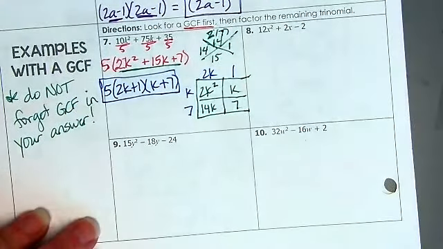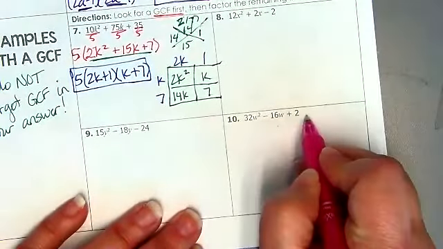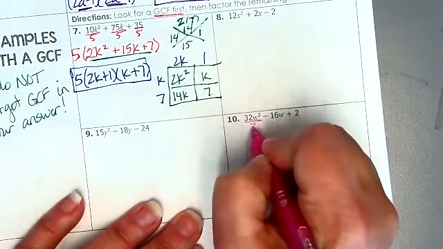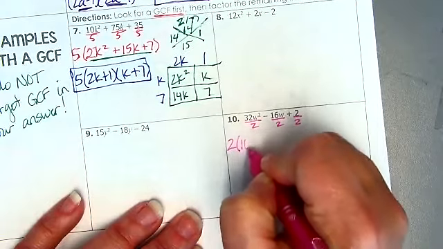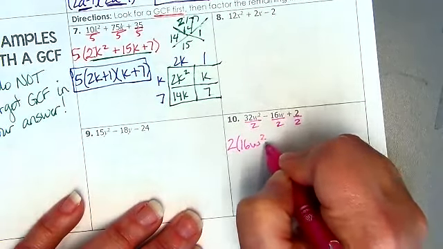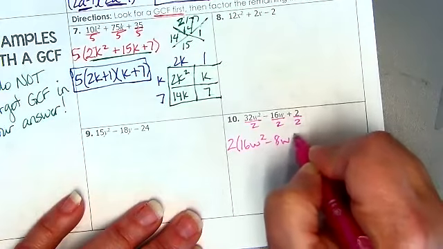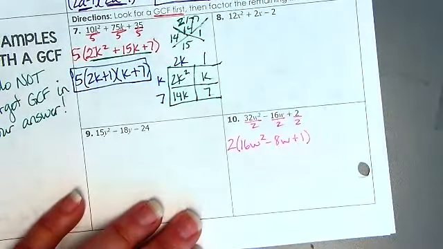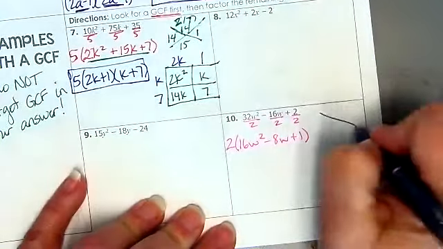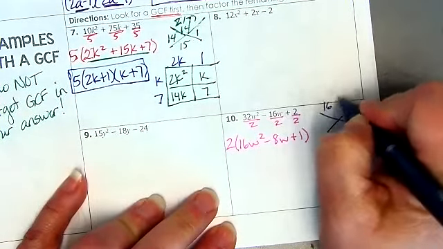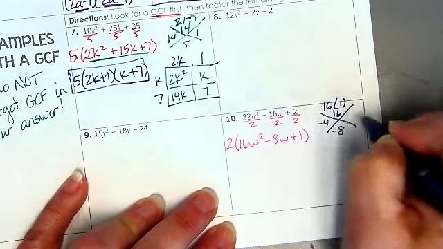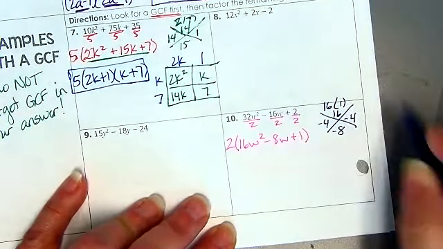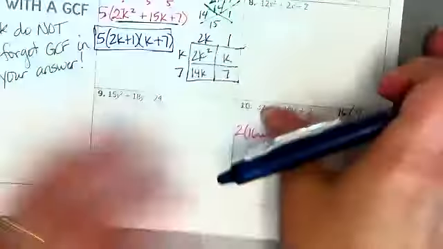Okay, let's do one more where Miss Wilson's not necessarily losing it in the middle of it. Okay, looking at number 10. All right, I'm looking, they're all even, so my GCF is going to be 2. So I have 2 open parentheses, 16w squared minus 8w plus 1. We do the product sum, so I have 16 times 1, which is 16, and then negative 8. So that's going to be negative 4 and negative 4.